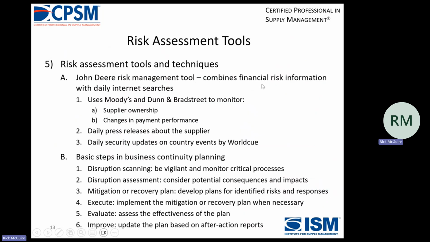So John Deere Risk Management Tool combines financial risk information with daily internet searches, which, you're searching the news, it's already happened. Uses Moody's and Dun & Bradstreet's to monitor supplier ownership, changes in payment performance, etc. Daily press releases. It doesn't hurt, but a lot of these things cost a lot of money. Basic steps in business continuity planning: disruption scanning, disruption assessment, mitigation, implementing plans, evaluating the effectiveness of the plan, and then improving them.